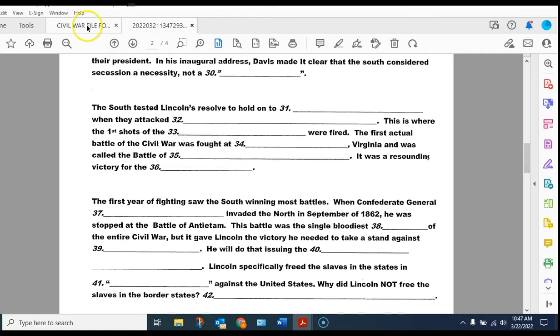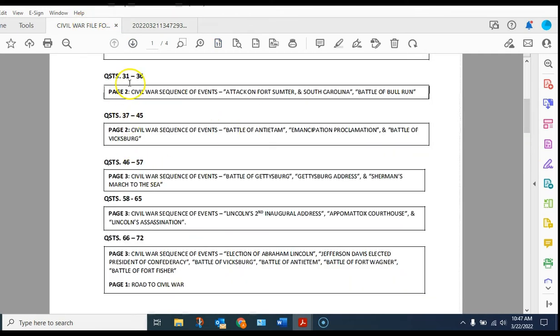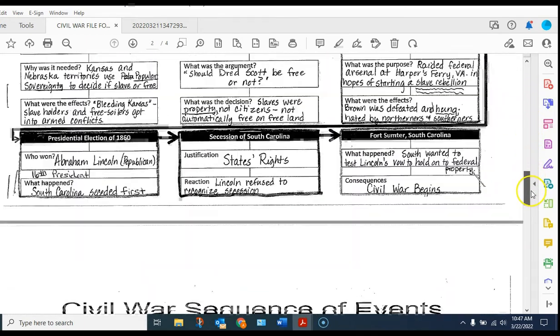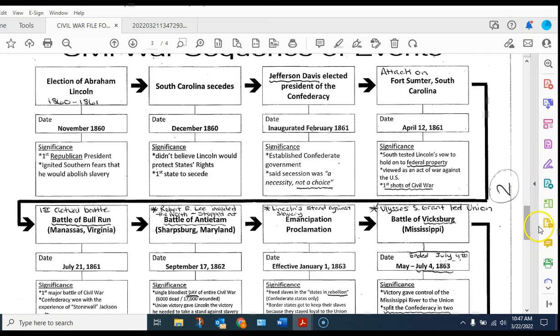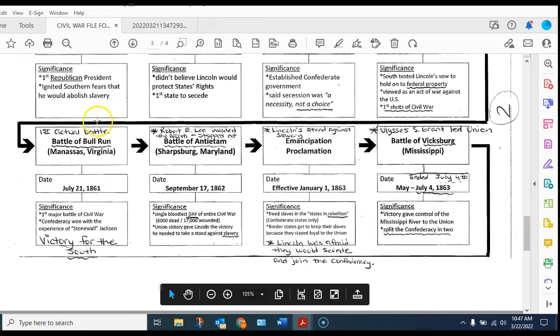It was a resounding victory for the blank. And again, you'll go over here, questions 31 through 36. It says page 2, Civil War sequence of events, and we're using attack on Fort Sumter in South Carolina and the Battle of Bull Run. So here we are. Attack on Fort Sumter right here. And the Battle of Bull Run right there.